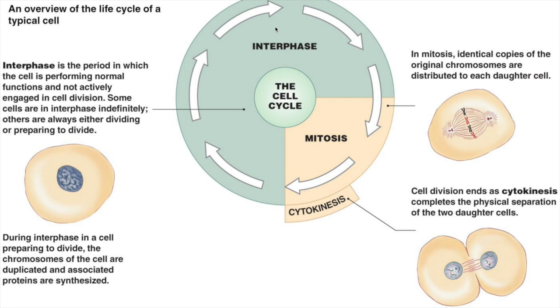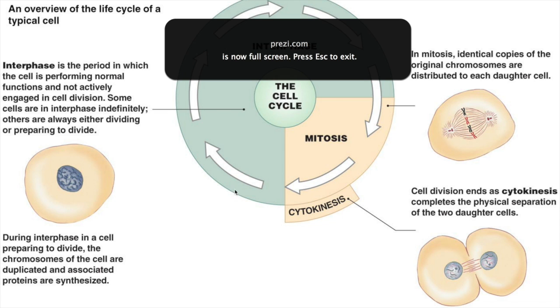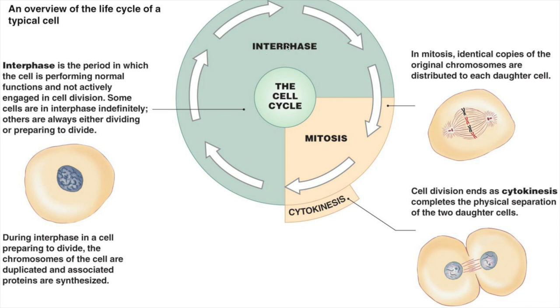Alright, next thing we're going to talk about is the cell life cycle. So this is the life cycle of a cell. You can see it spends most of its time in interphase, and division of the nucleus is called mitosis, and then division of the cytoplasm is called cytokinesis. So division of the nucleus is mitosis, division of the cytoplasm is cytokinesis.